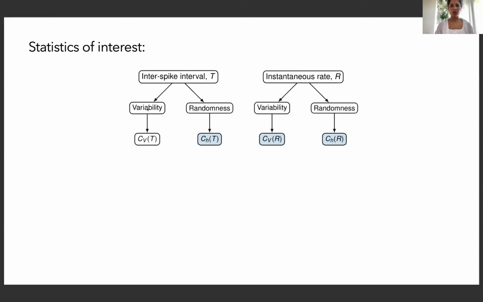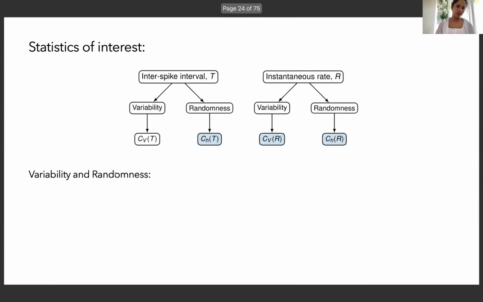We're going to talk about the variability and randomness of these two quantities. For variability, we're going to use the coefficient of variation, and for randomness, we're going to use a CH, which I'm going to expand on further. But first, I want to talk about variability and randomness.